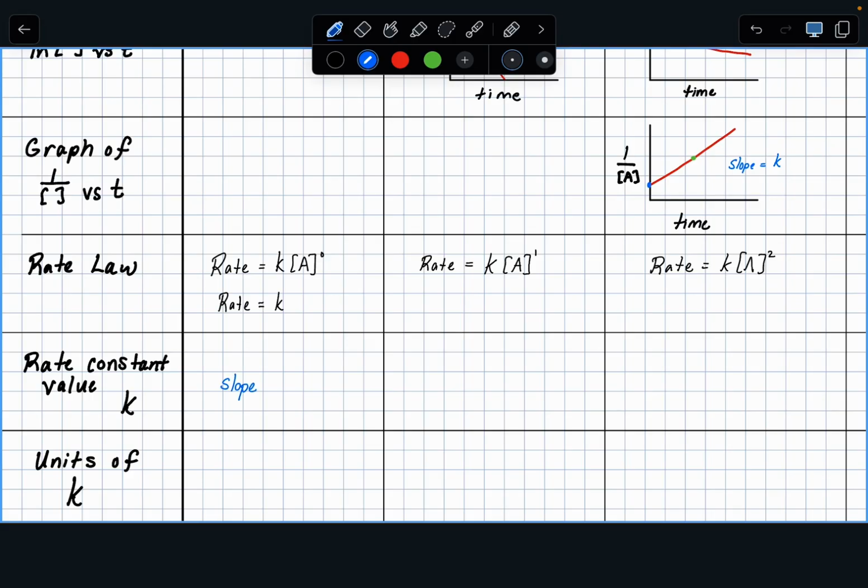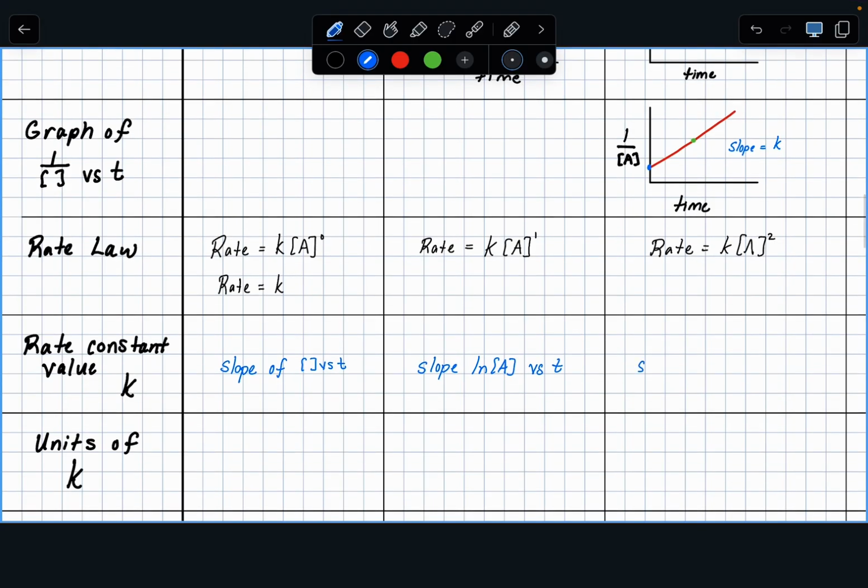Just be careful that, so I'm just going to say slope of the concentration versus time graph, whereas this one is going to be the slope of the natural log of A versus time graph. And then this last one, it's the slope of the 1 over the concentration of A versus time graph. And then the units, it's up to you.